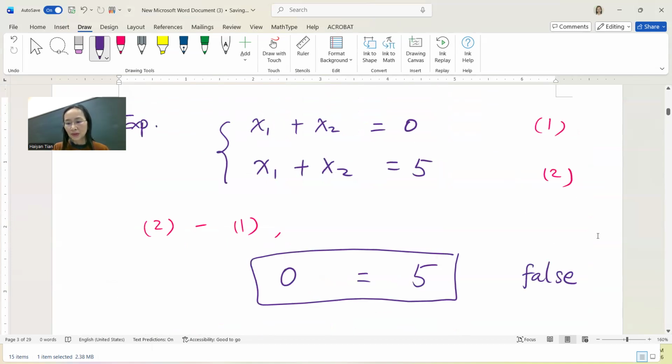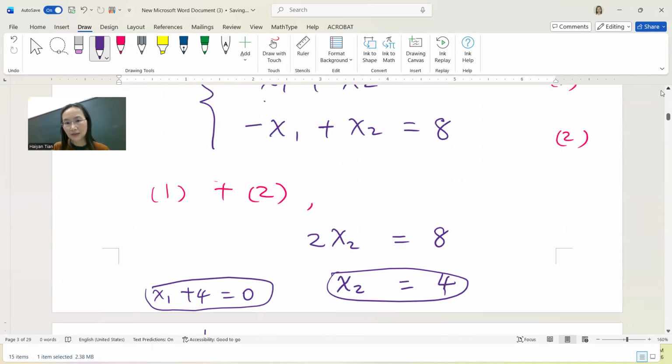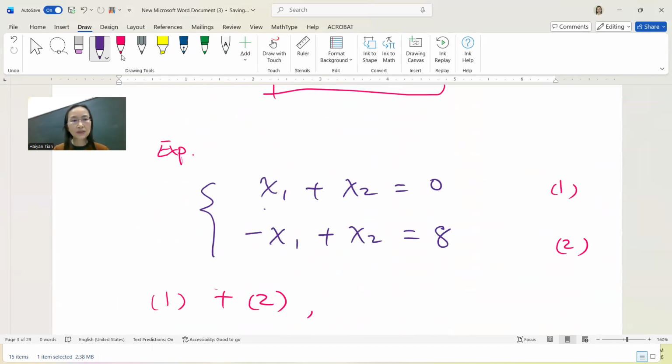So we found a unique solution. But can I claim that it is a solution? So let's remember this. X1 is -4, X2 is +4. Let's check. The solution I found is X1 is -4, X2 is +4.